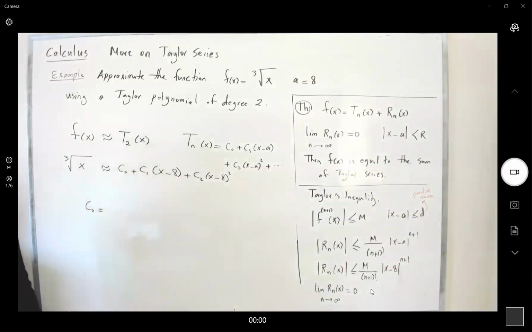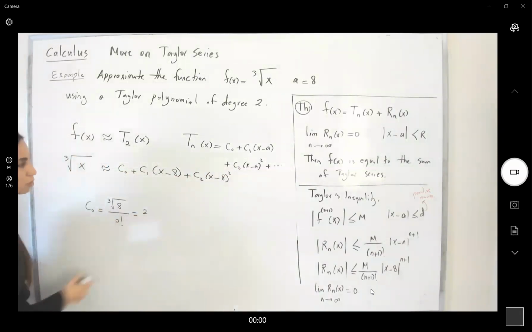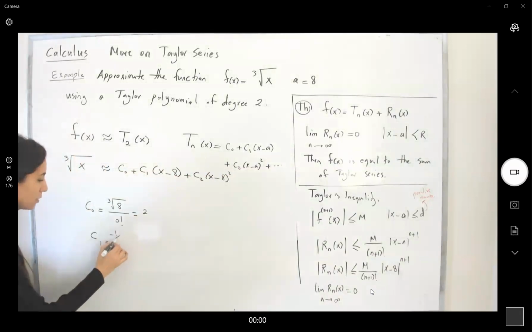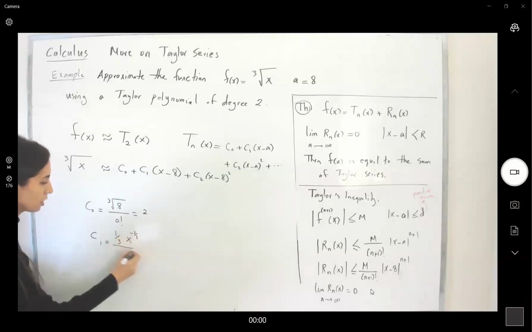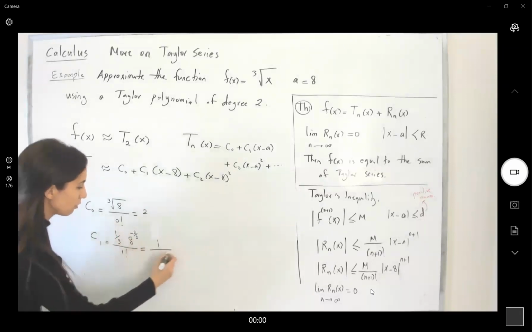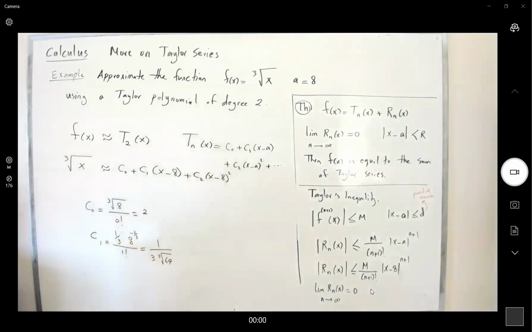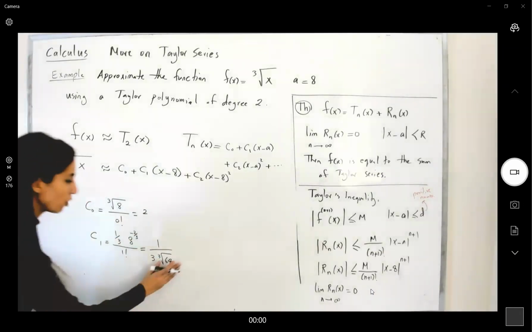c_0 is equal to the 0th derivative of your function, which is your function at 8, divided by 0 factorial, or 2 over 1, or just 2. c_1 is equal to the first derivative of your function, which is positive a third, x raised to negative 2/3, divided by 1 factorial. We plug in 8, we get 1 divided by 3 times the third root of 64, which is 4, so you get 12.